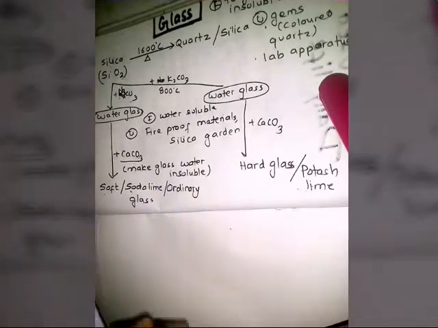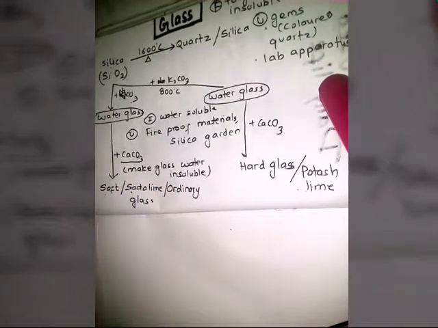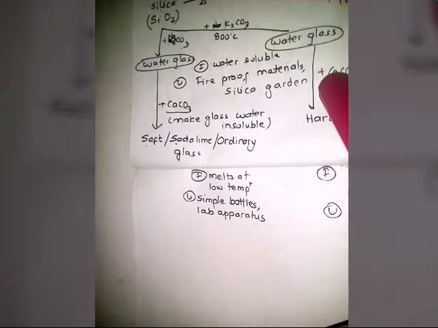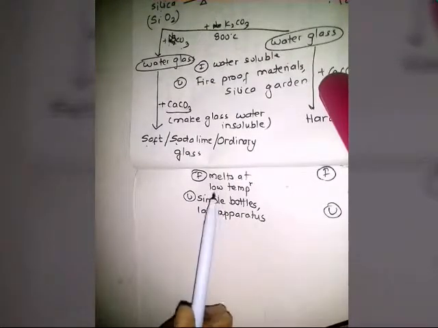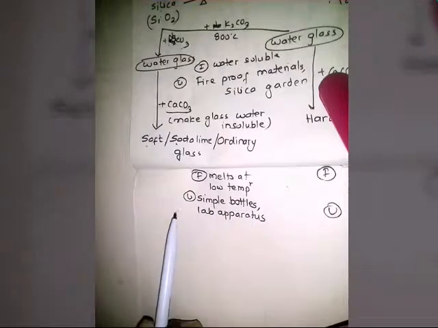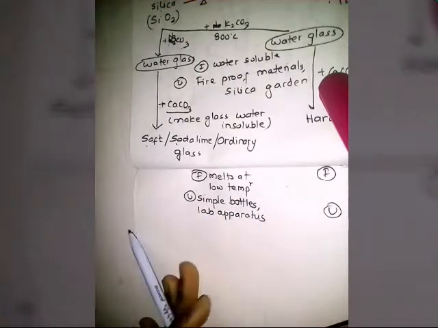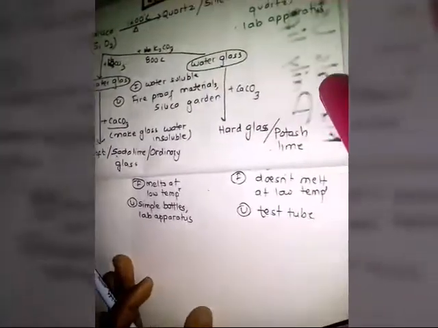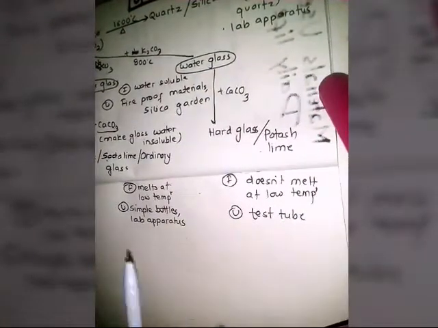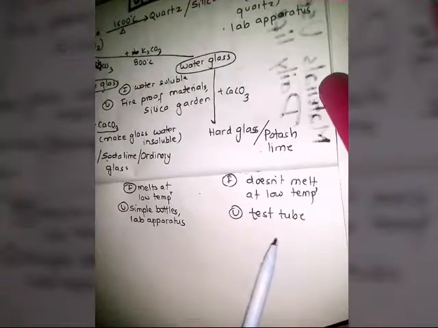Okay, so let's talk about feature and use. If you talk about its feature, it doesn't melt at low temperature, and its use, it is used to make simple bottles and lab apparatus. Similarly, the hard glass, we know it doesn't melt at low temperature, and its use, it is used for making test tube, hard glass test tube.